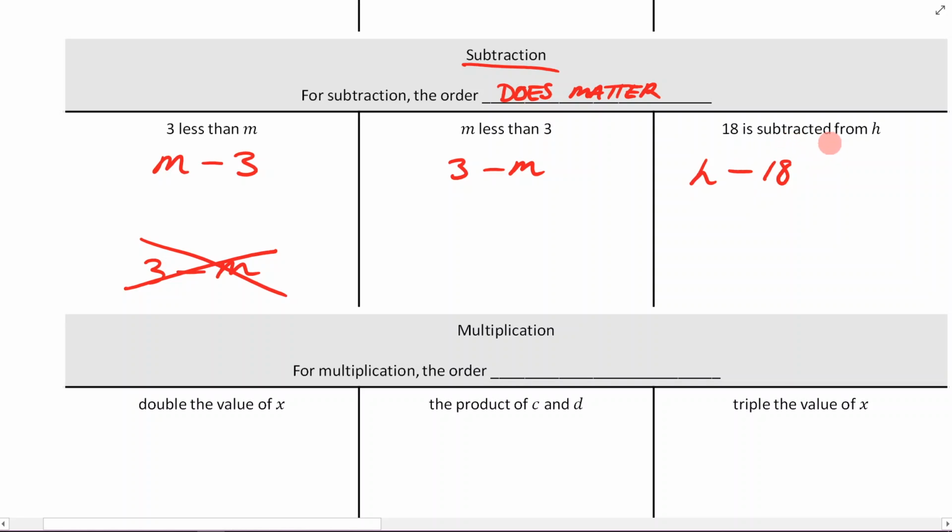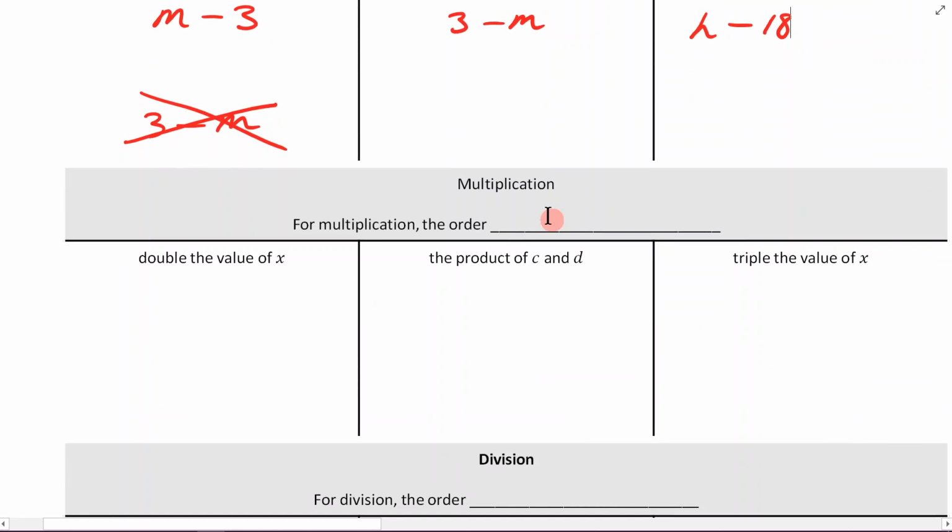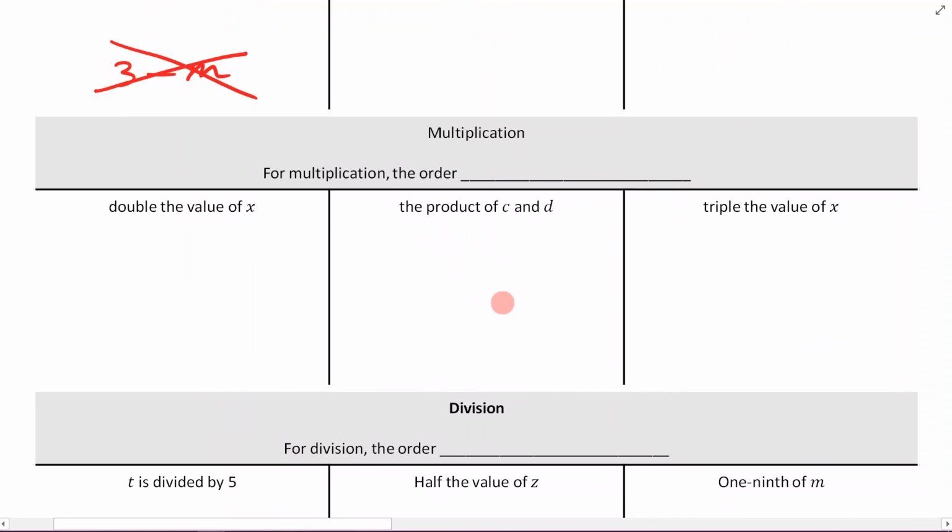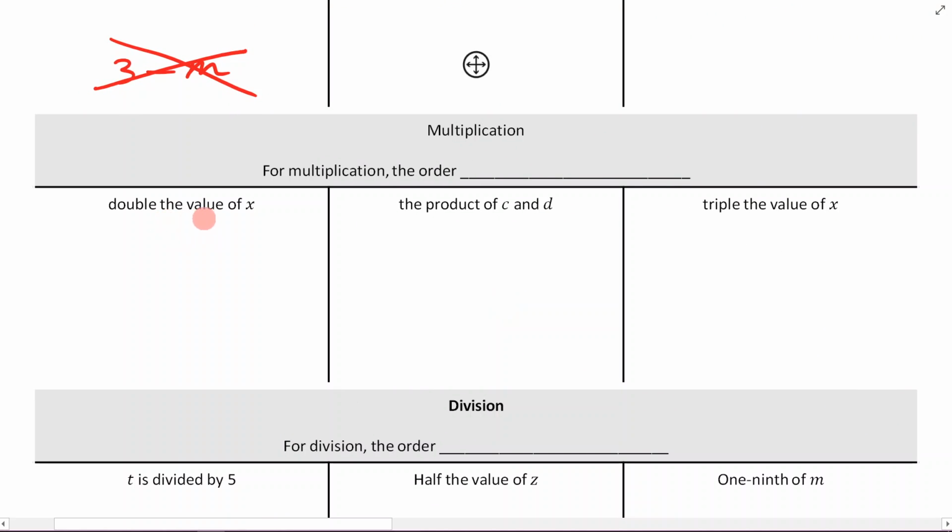18 is subtracted from H. Okay, let's keep on going. Next, we have multiplication. For multiplication, it says double the value of x. Well, that's simply going to be x times 2. Now, that's the same thing as 2 times x, right?